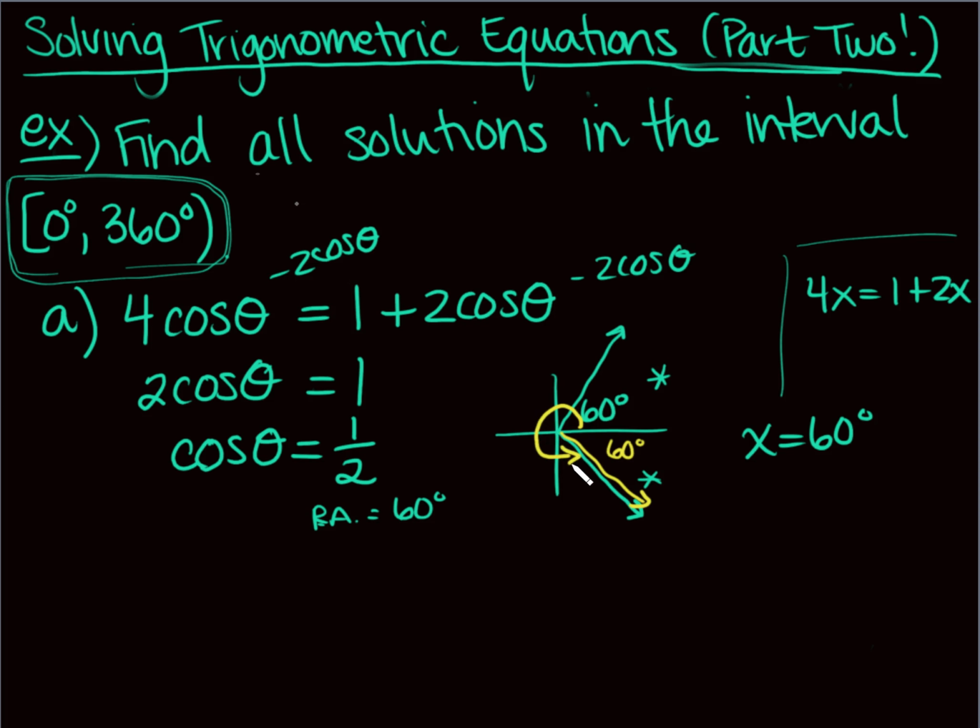So to find this angle right here, right, with reference angle 60 degrees, I still want positive angles. So what would that angle be right there? Well, we're 60 degrees away from 360. So it looks like my answer is 300. That's my solution.